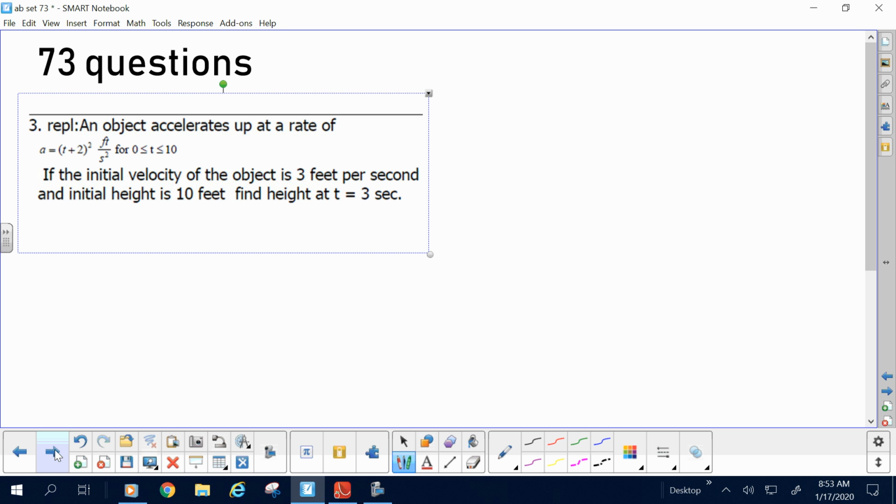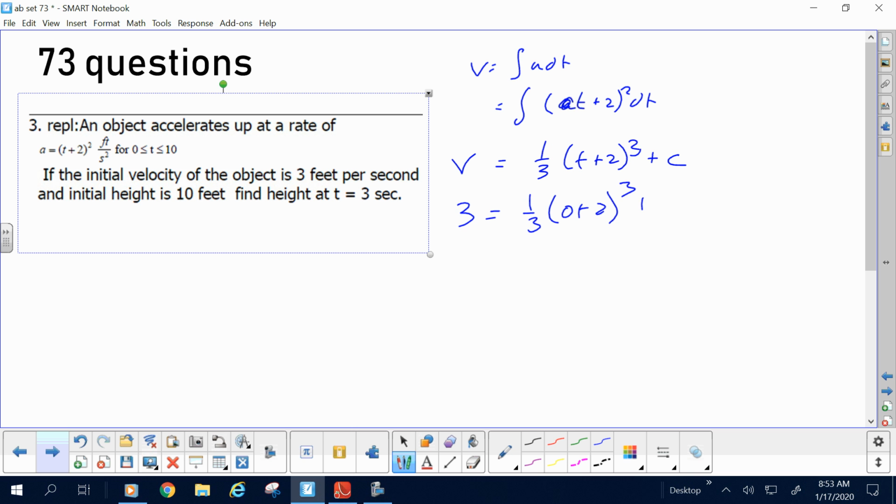So number three, real quick, cranking it out. How do I get to the height equation given acceleration? Integrate. You should integrate acceleration. And did you get 1/3 t plus 2 cubed plus c for the velocity? The initial velocity is 3 feet per second at time 0. Does that imply c is 3? No, you actually have to put in the initial condition, 3 equals 1/3 times 2 cubed plus c, and c is 1/3. So the velocity is 1/3 t plus 2 cubed plus 1/3.